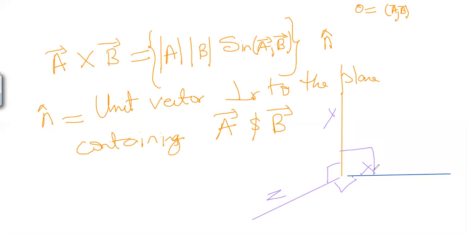So now, what is n cap, by the way? You have to write this n cap. So n cap is a unit vector. It should have a mathematical formula. That is nothing but A bar cross B bar divided by the modulus of A bar cross B bar. This is the definition of the unit vector n cap. Understood that? Is it clear?